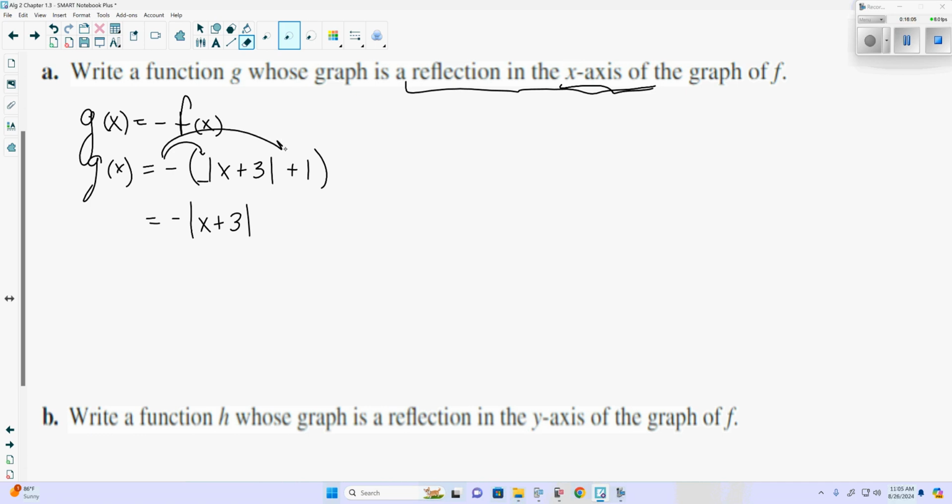But that negative can be applied to the 1, which turns it from positive 1 to negative 1. We're essentially multiplying the whole function by negative 1. So we multiply in front of the absolute values. So it goes from positive absolute value of x plus 3 to negative absolute value of x plus 3. And our positive 1 goes to negative 1. And that's it.